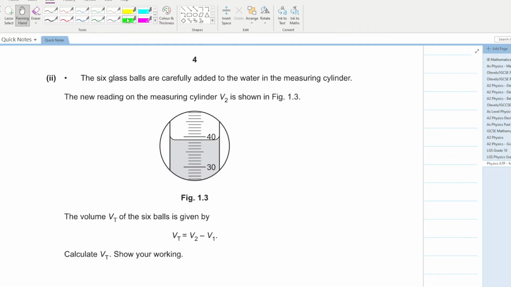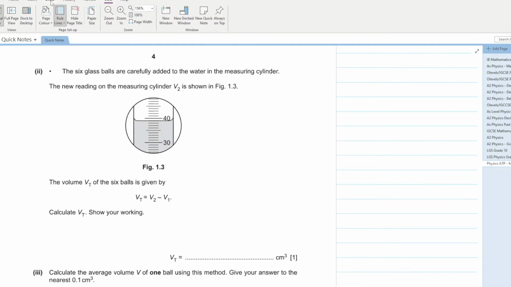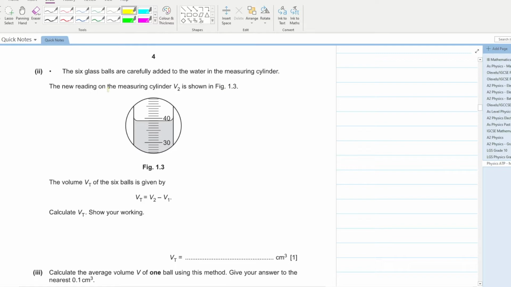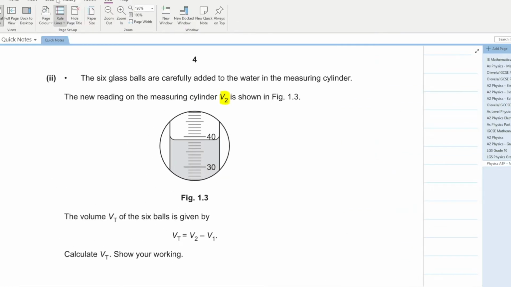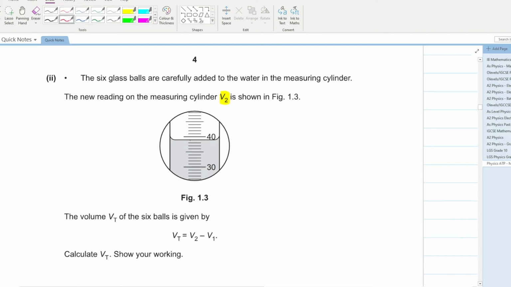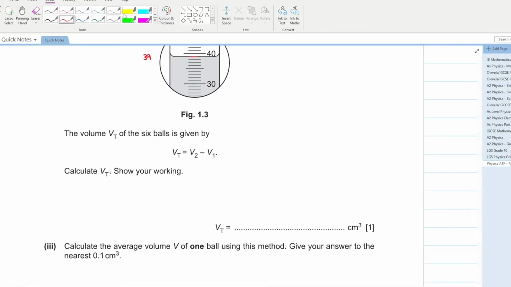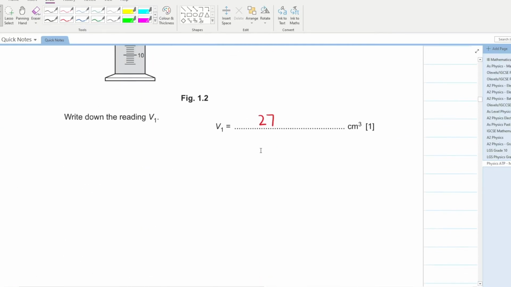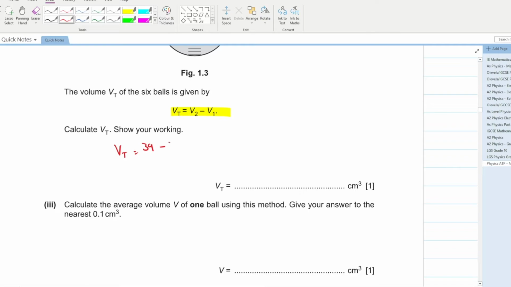The 6 glass balls are carefully added to the water in the measuring cylinder. The new reading on the measuring cylinder, V2, is shown in figure 1.3. Let's zoom in and see this reading. This is 39. The volume Vt of the 6 balls is given by V2 minus V1. Our V2 was 39. V1 was 27. Subtract both of them. You will get an answer of 12 cm cubed.